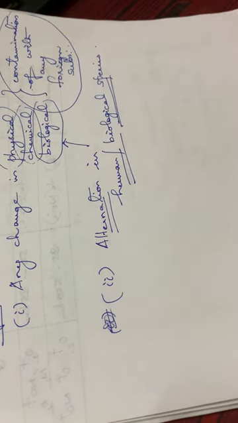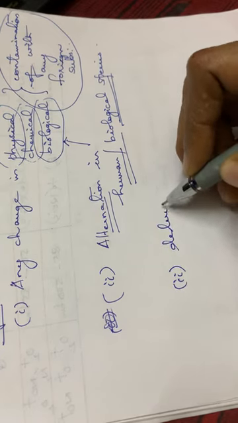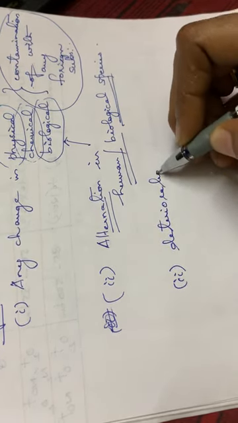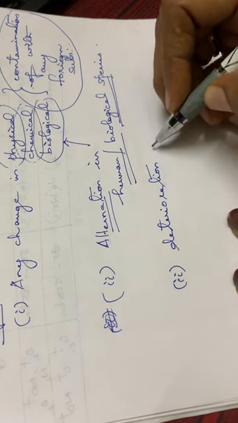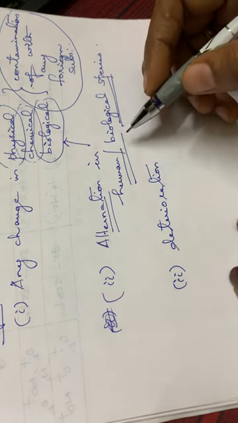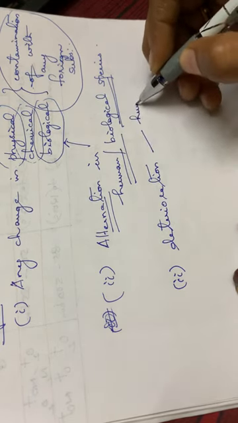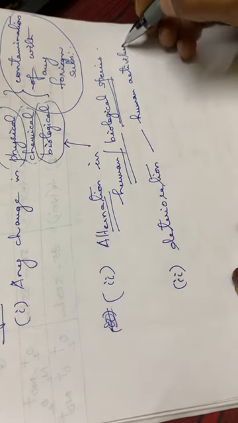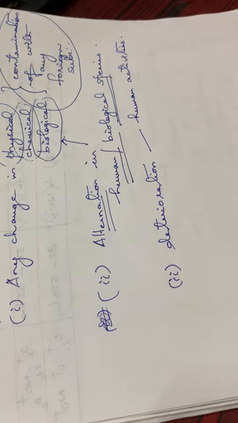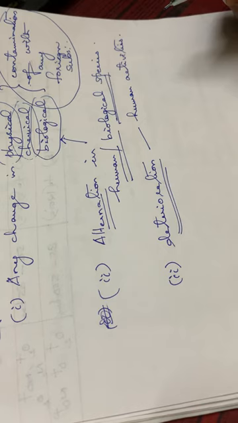Then the third definition: the deterioration, which means the decrease, in the physical, chemical as well as the biological characteristics as a result of human activities. That is the third definition. Due to human activities, some deterioration in the physical, chemical as well as the biological properties of water.